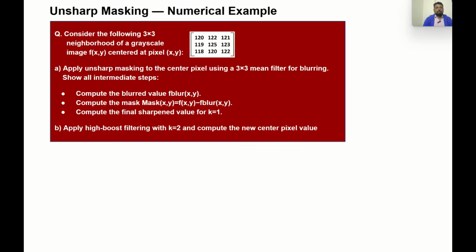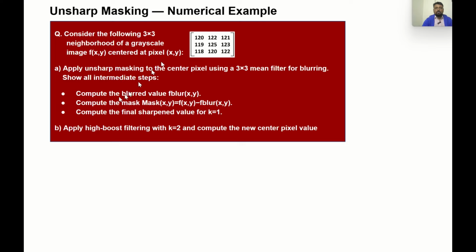So this is our question. We have this input image. What do we have to do? We have to compute the blurred image, compute the mask, and compute the sharpened value. After computing this, the first question is to apply unsharp masking to the central pixel using a 3x3 mean filter for blurring and show all intermediate steps.